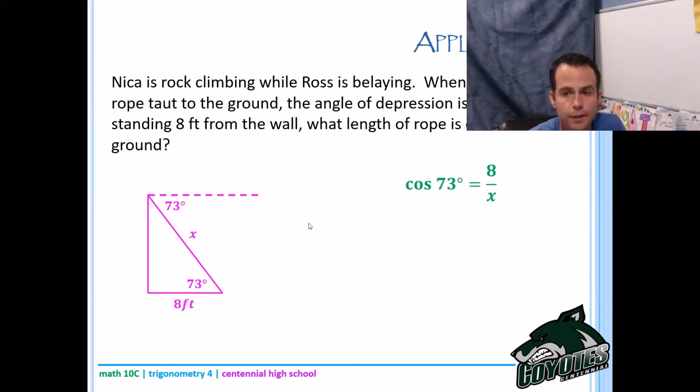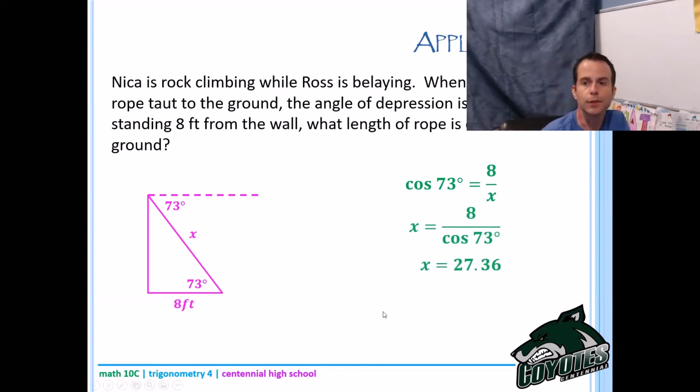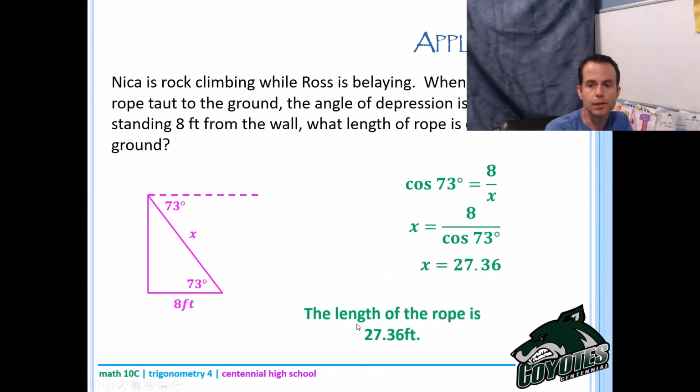So adjacent over hypotenuse, I will solve this using cosine. So cos of 73 degrees equals 8 over x. I'm going to multiply both sides by x and divide both sides by cos of 73. And that will give me 27.36. So the length of the rope is 27.36 feet. Okay.